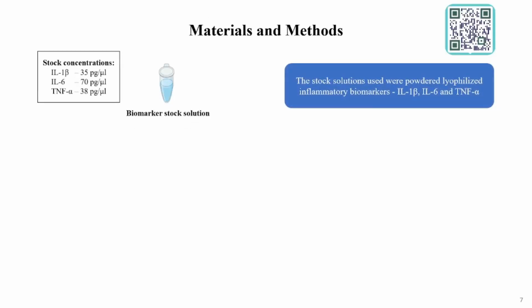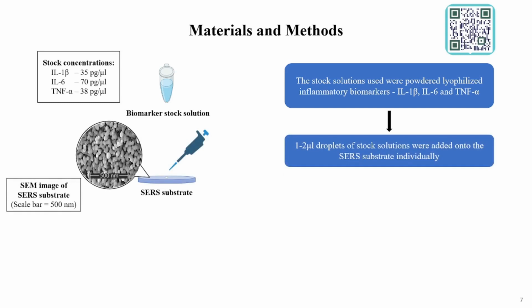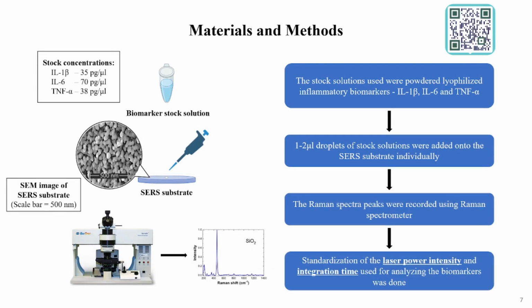Now, talking about the materials and methods, I used the biomarker stock solutions, which we generally get in the ELISA kits, and the concentrations of them are mentioned here. Later, I had to deposit them on the SERS substrate individually, and shine the laser upon it to detect the inflammatory biomarker. The major task here was to standardize the laser power intensity and integration time which has to be used on the sample to detect the biomarker. I had to play around with the power intensity as well as the integration time to find out the optimum settings to detect the molecule.